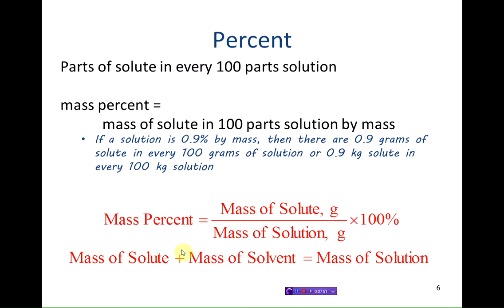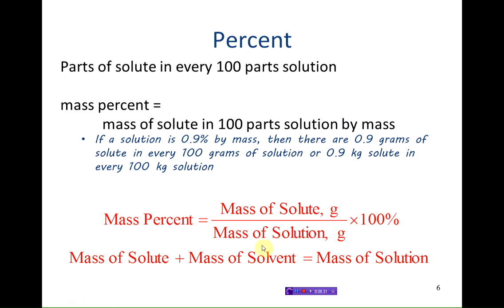So the mass percent is by mass. So mass of solute in 100 parts of solution by mass. For example, if a solution is 0.9% by mass, then there are 0.9 grams of solute in every 100 grams of solution. Or another way is to look at it as 0.9 kilograms of solute in every 100 kilograms of solution. So the mass percent is the mass of solute in grams over the mass of solution in grams. And notice that the grams will cancel out, so that's why you could use kilograms and kilograms, as long as those mass units cancel out, times 100%.